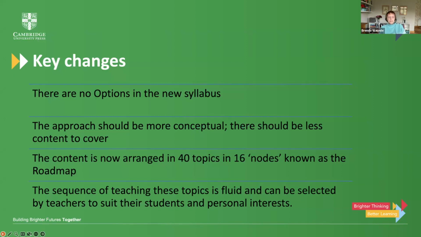The content, known as the roadmap, is arranged in 40 topics in 16 nodes. But the teaching of these topics is fluid and we're encouraged to select a route that suits our students and suits us best. This, of course, has its own problems and complications.